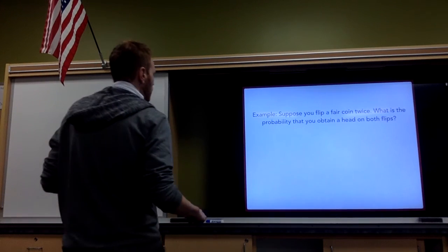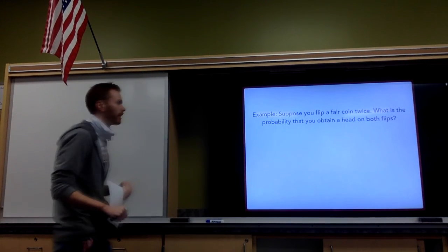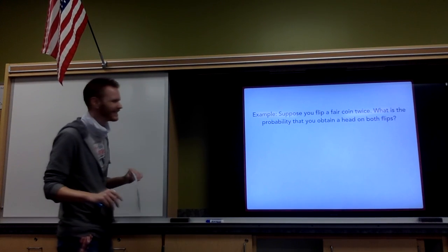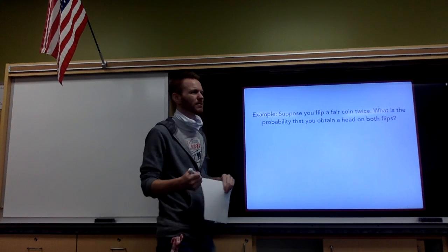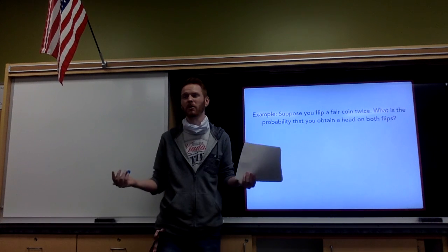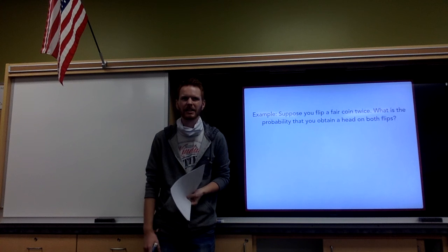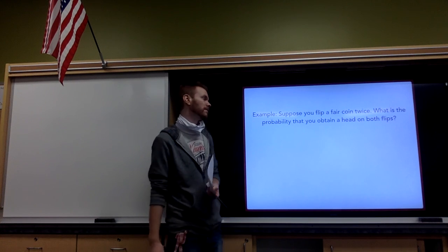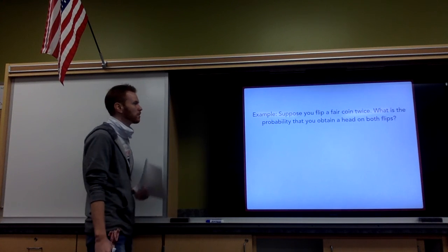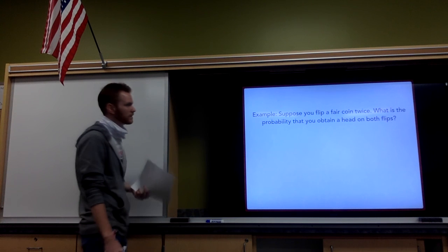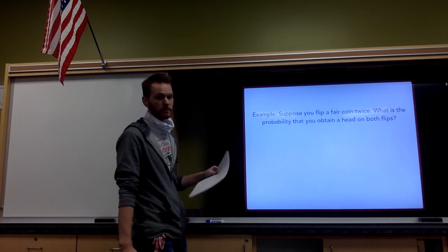Speaking of examples. Suppose you flip a coin, a fair coin, all right? You always hear that in math problems. Make sure it's a fair die or a fair coin, meaning you don't want something that can tip the odds in your favor or against you. Okay? So you flip a coin twice. What's the probability that you obtain heads on both flips?